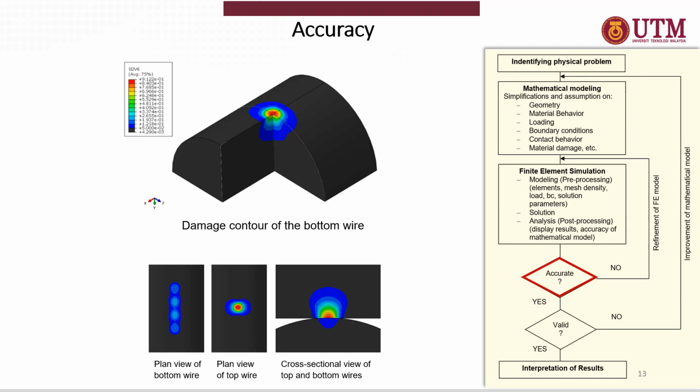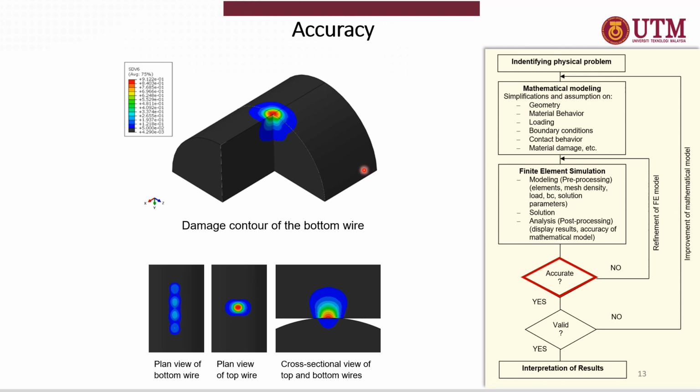Okay, once we have submitted the job and it's finished running, we will get the results. So first, we need to check for accuracy. We need to gauge whether the result makes sense. So in my results here, these different colors are called contours. These contours are actually the damage caused by the friction or caused by the wear occurrence. So this one looks accurate.